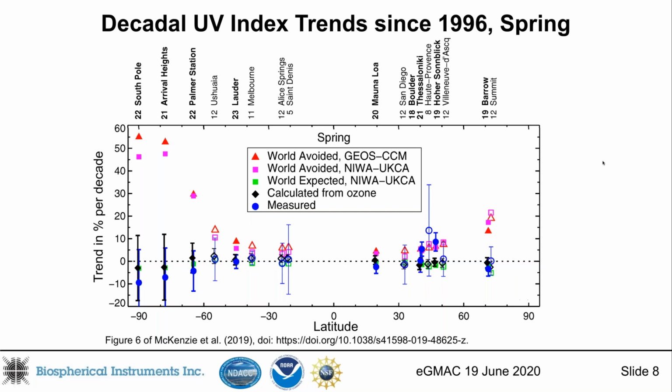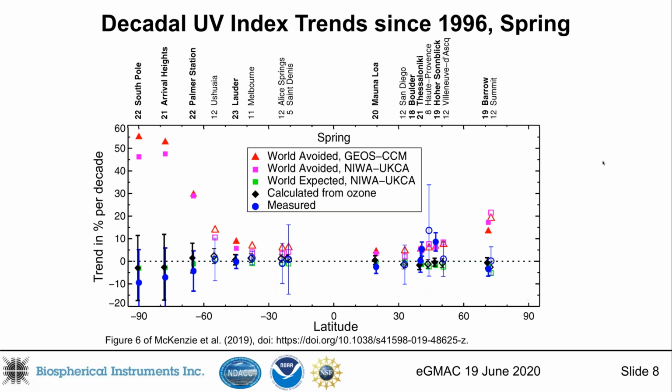That plot shows trends as a function of latitude, and the Antarctic sites, South Pole, Arrival Heights, and former stations, of course, on the very left. And as you can see, trends in UV radiation between 1996 and 2018 ranged between about 5 and 10% per decade.